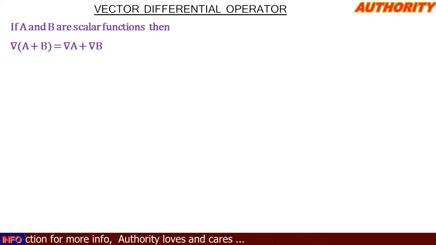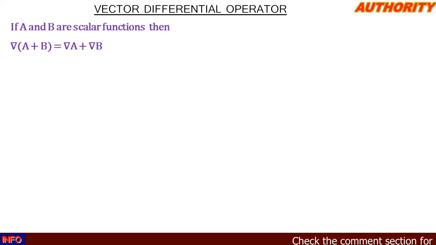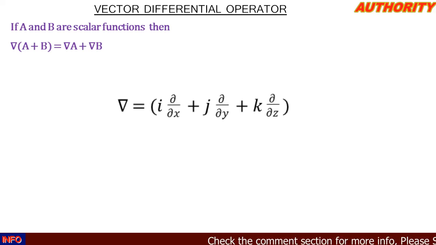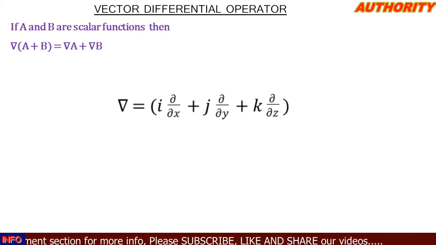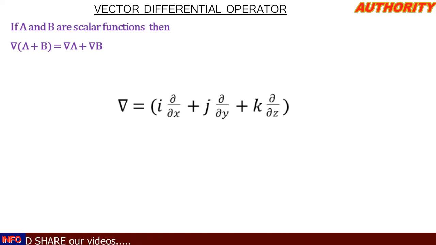Now, before we prove this, I want us to look at what gradient is. We say that this is a vector differential operator. This can only act on a scalar function. For instance, we say that gradient is the partial derivative of a scalar function with respect to x on I component, plus the partial derivative of this same scalar quantity with respect to y on j component, and the partial derivative with respect to z on k component.